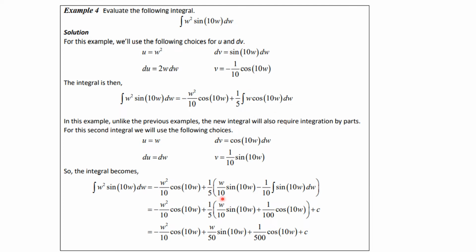And when I do this one, I'm going to get the new uv minus the integral of v du, and I get this. I have to simplify this, combine like terms, and so on and so forth. Make sure you follow the algebra, but at the end of the problem, the answer is minus w squared over 10 cosine 10w plus w over 50 sine 10w plus 1 over 500 cosine 10w plus c.